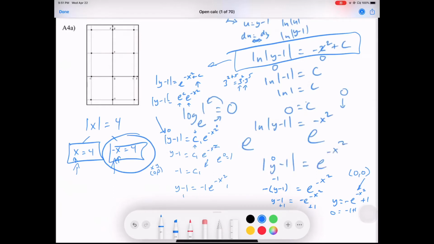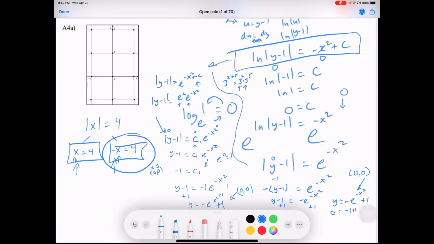We can now move the negative 1 over to solve for y. Y is equal to negative e to the negative x squared plus 1. Now we can go back in and double check by plugging in 0, 0 to make sure that works out. And that should give us our answer.